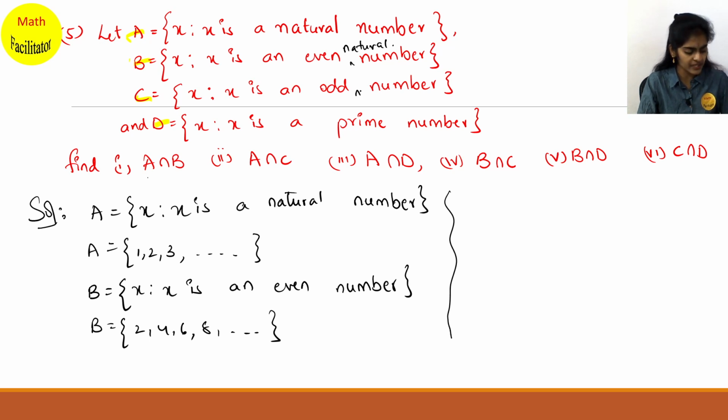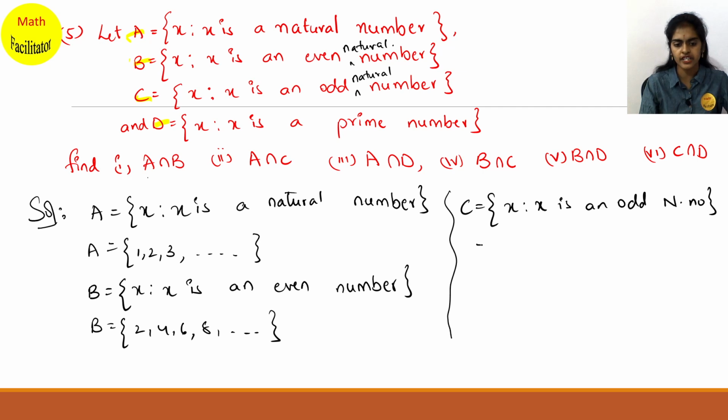Now C is a set of elements x such that x is an odd natural number. So you want only odd natural numbers here. We know that natural numbers are 1, 2, 3, 4, 5, 6, 7. Now out of these, what are the odd numbers? Odd numbers are nothing but 1, 3, 5, 7 and so on. Clear?